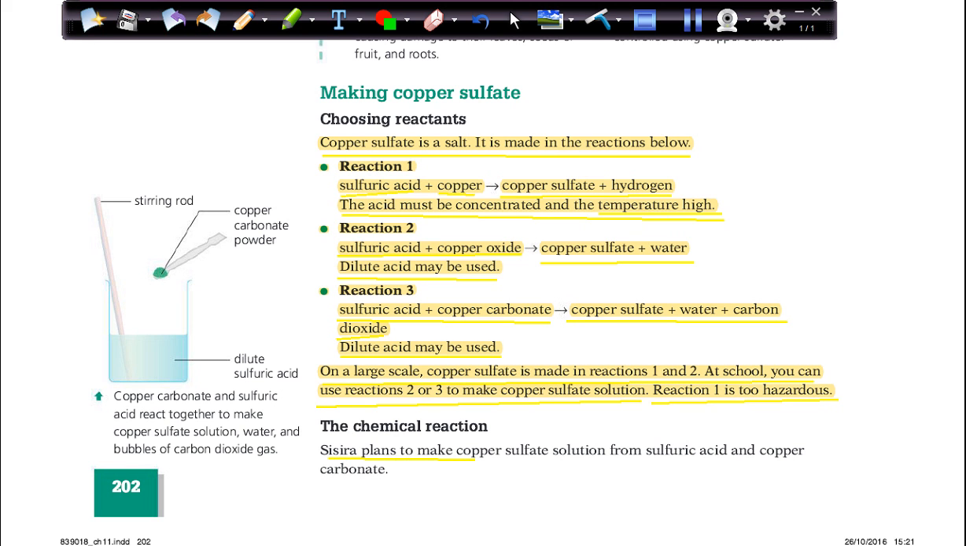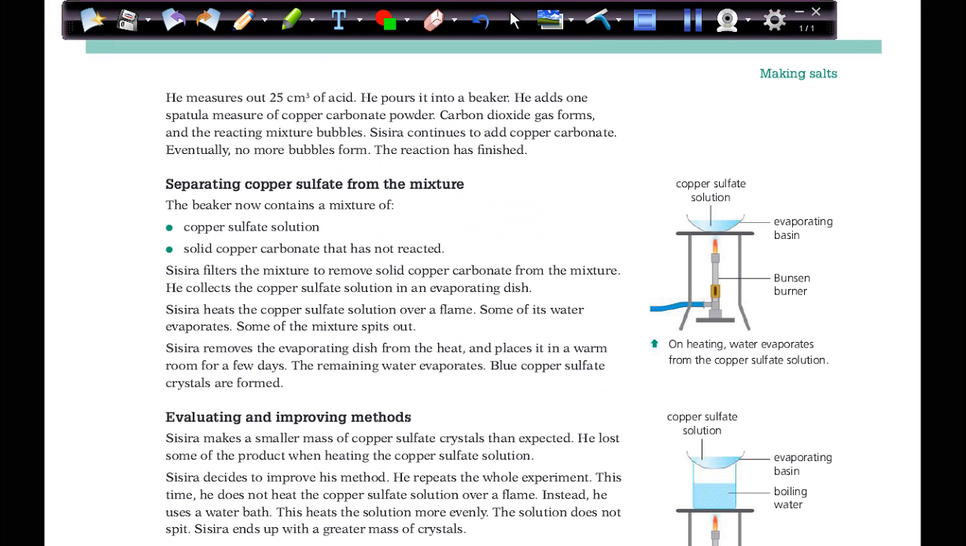Cicera plans to make copper sulfate solution from sulfuric acid and copper carbonate, so he chose the third reaction. Here in this picture on your left, he's using a beaker to mix copper carbonate and sulfuric acid. When they react together, the carbon dioxide fizzes out as bubbles out of the mixture. Then he measures out 25 cubic centimeters of acid. How can we measure this accurately? Of course, we have to use a measuring cylinder instead of a beaker. Then we can pour it into a beaker.